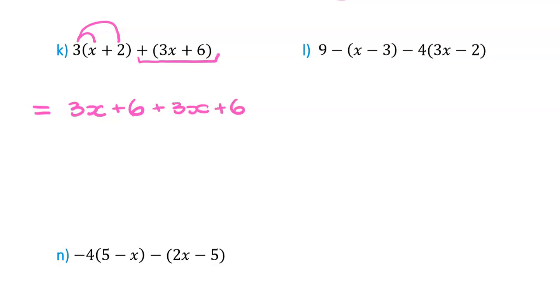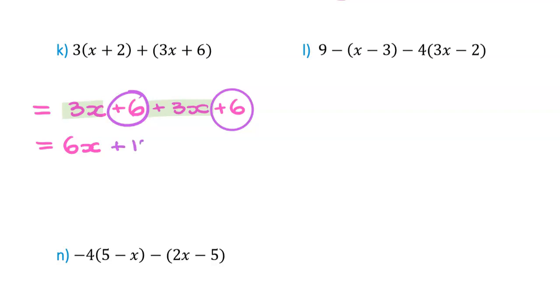What you could also imagine it as, if you prefer, is that there's a little invisible 1 there. So positive 1 times 3x gives us 3x. Positive 1 times 6 gives us plus 6. That's another way that you could also visualize it. Now let's get our like terms together. We've got 3x plus 3x. So we're going to have 6x. And then we have plus 6 plus 6. So we're going to have plus 12 on the end.